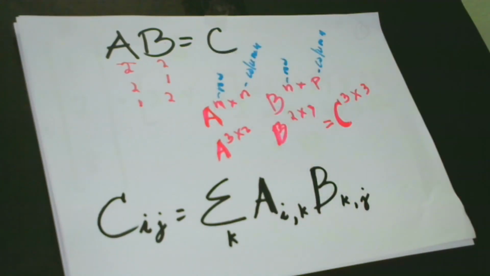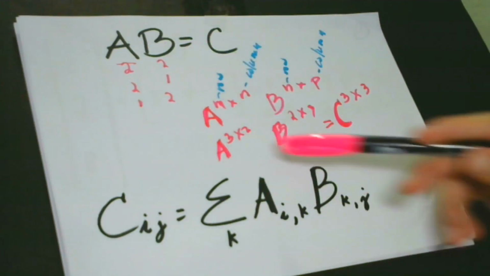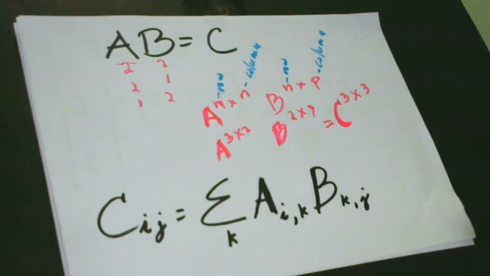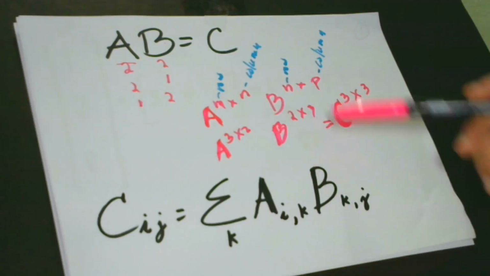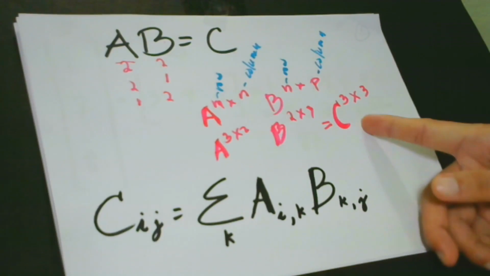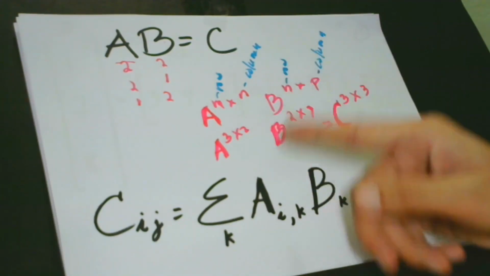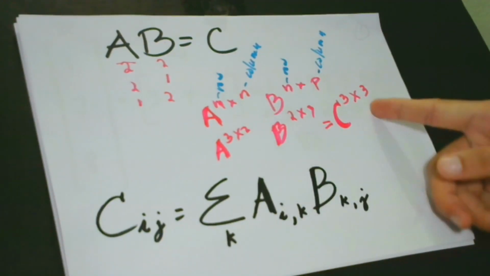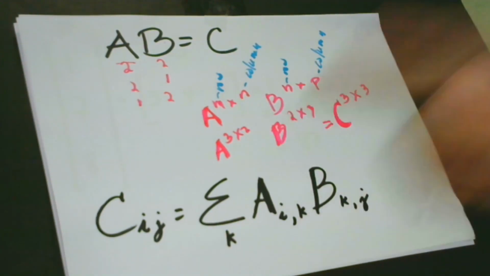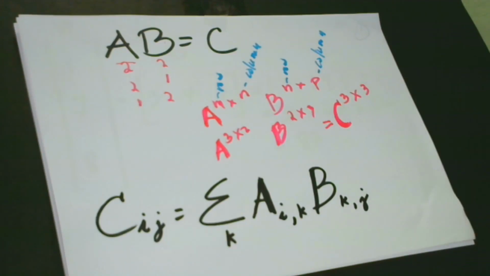If we're going to multiply AB, and A has M rows and n columns and B has n rows and P columns, C will inherit the number of rows of A, and it will inherit the number of columns of B. So C will have 3 by 3. It has 3 rows and it has 3 columns.